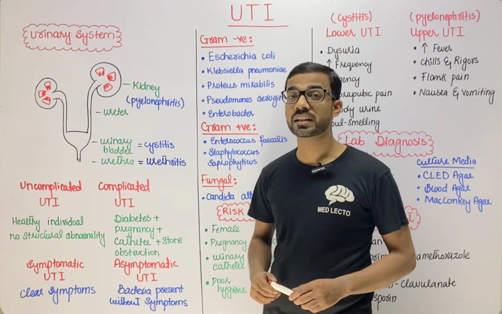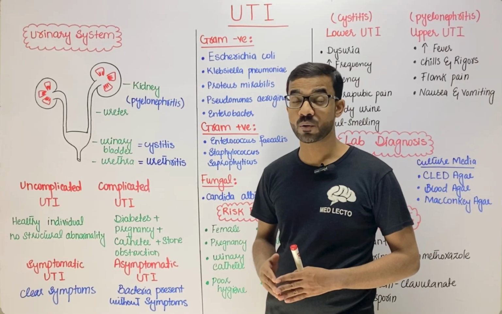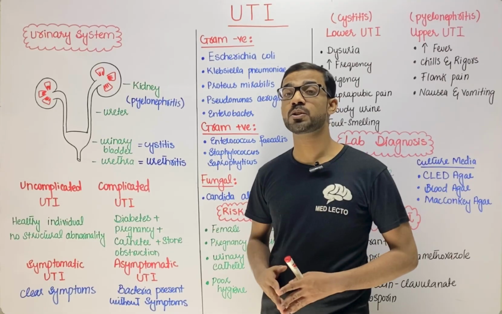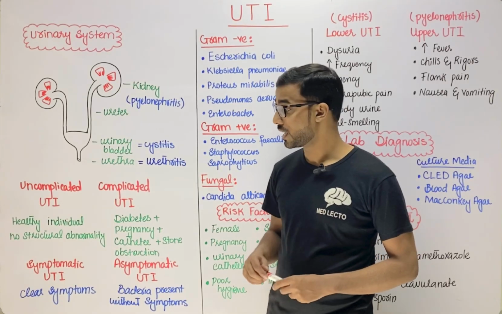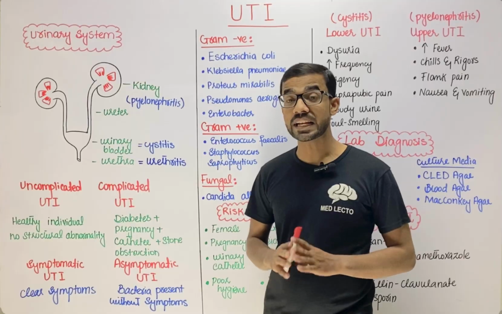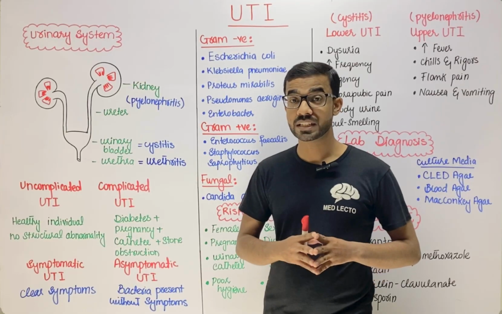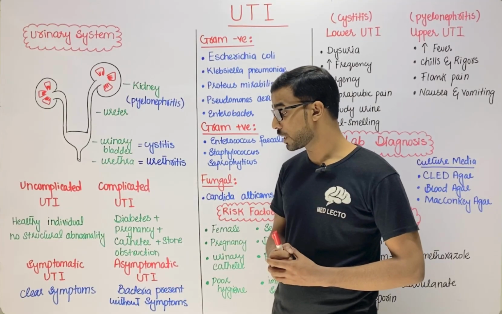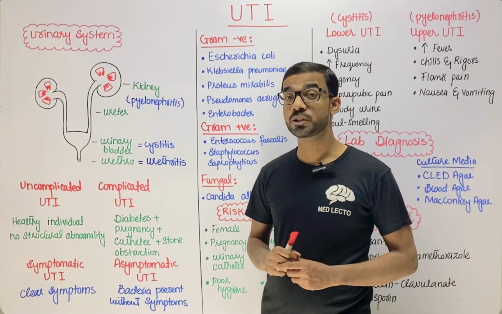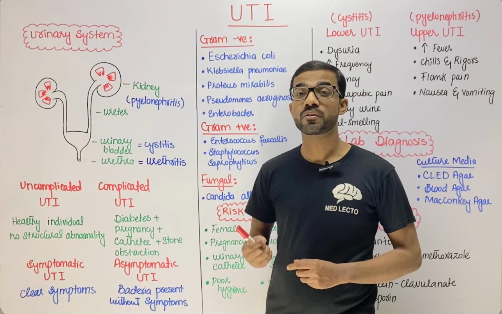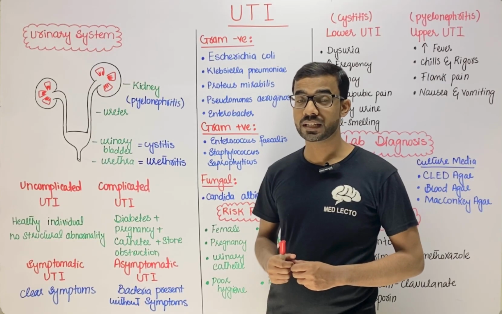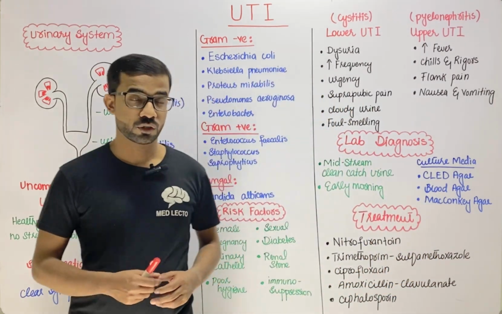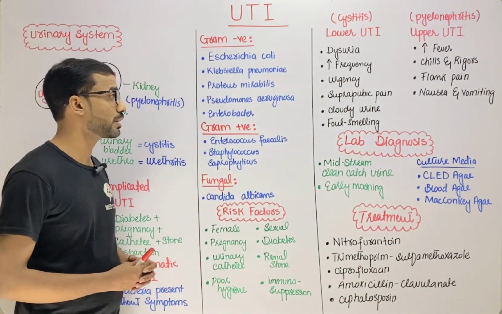Second, we have also categorized UTI on the basis of the symptoms, whether the symptoms are appearing or not. So we have categorized symptomatic UTI and asymptomatic UTI. In symptomatic UTI, you will see clear symptoms of the UTI. We will see them later. And in asymptomatic UTI, you will see bacteria present in the urine routine examination, but you will never see any symptoms in that case. So that's why we call it asymptomatic UTI.